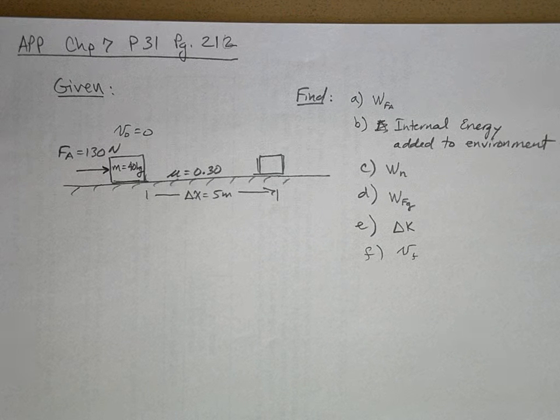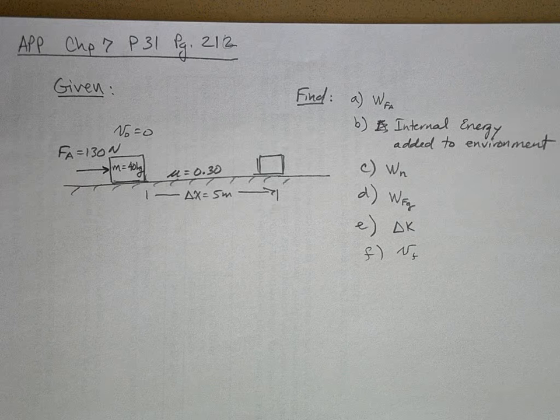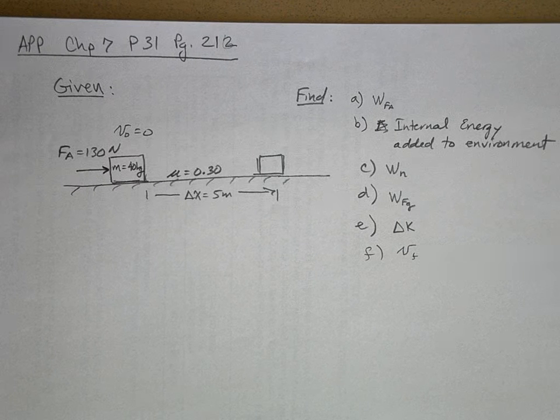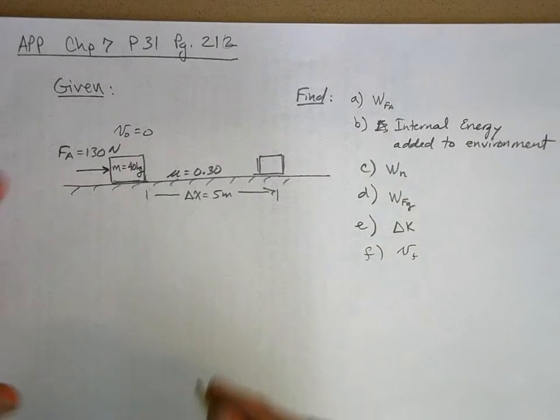If the coefficient of friction between the box and the floor is 0.3, find A, the work done by the applied force, B, the increase in internal energy in the box-floor system due to friction, C, the work done by the normal force, D, the work done by the gravitational force, E, the change in kinetic energy of the box, and F, the final speed of the box. Okay, so there's a lot to find here, although some of these are going to be really quick.